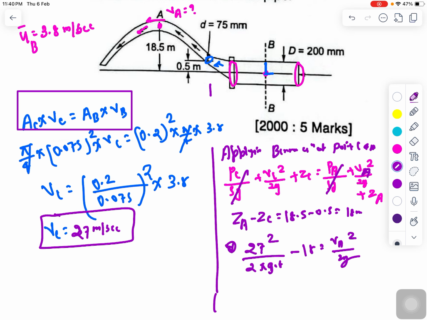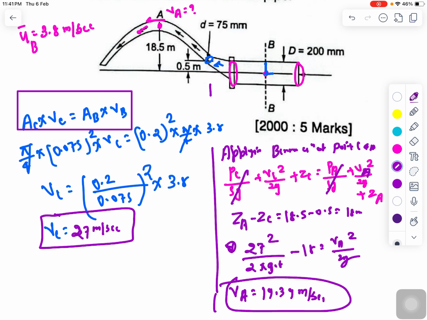Once you do the calculation, 2 multiplied with 9.8 multiplied with 27 square minus 18, and multiplied with 2 multiplied with 9.8, and again we'll do the root over. So the value of velocity at point A will be 19.39 meter per second. So this value you will be getting from this particular calculation, 19.36 or 19.39 meter per second, something like that.